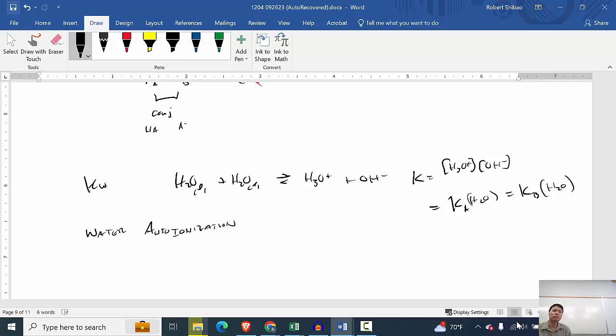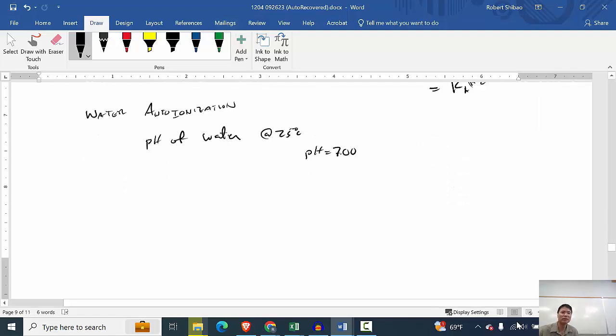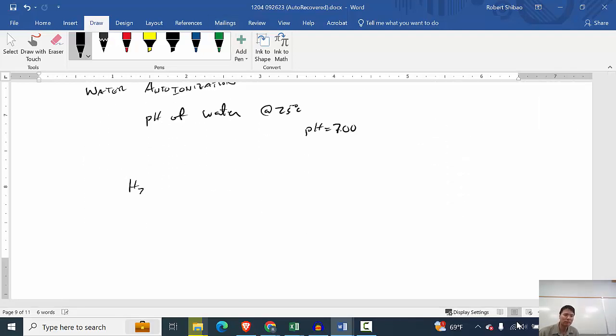We can measure the pH of pure water at 25 degrees C. Do you know what the pH of water at 25 degrees C is? 7. Yeah. pH is equal to 7.00. And then we can do the ice table for this. So we're going to have water liquid plus water liquid. This is going to go to hydronium plus hydroxide.